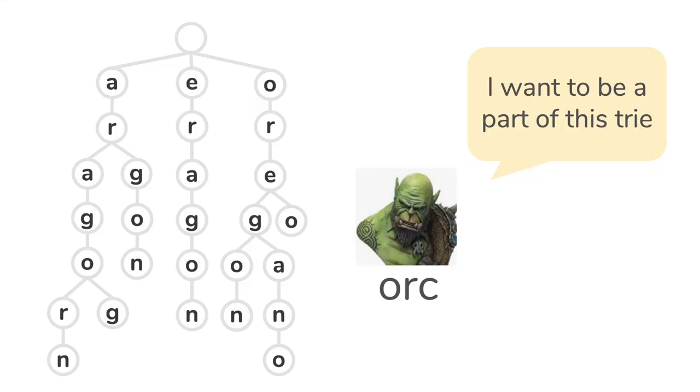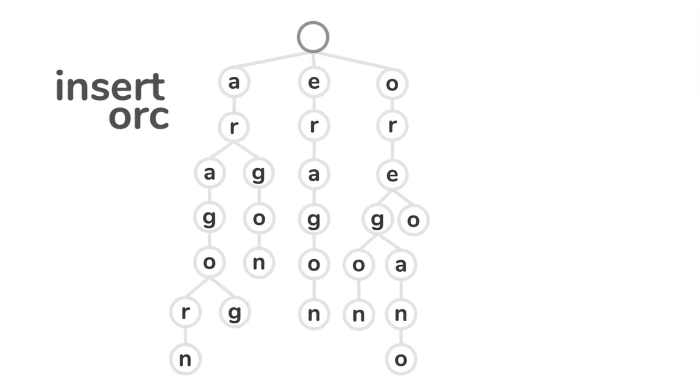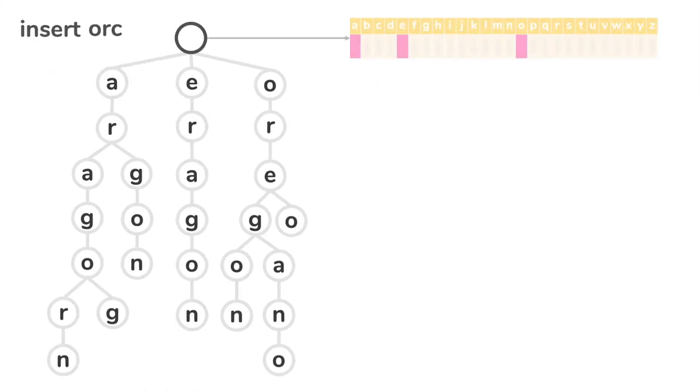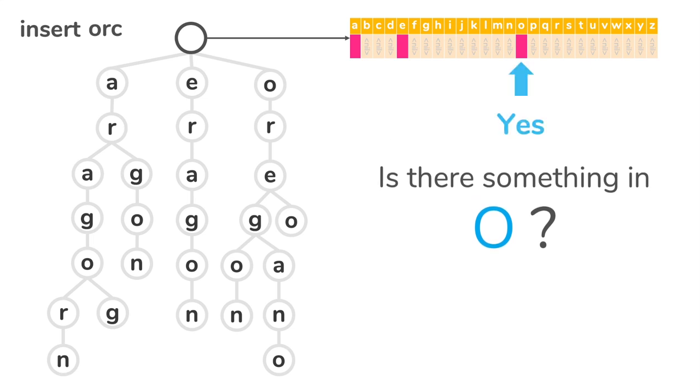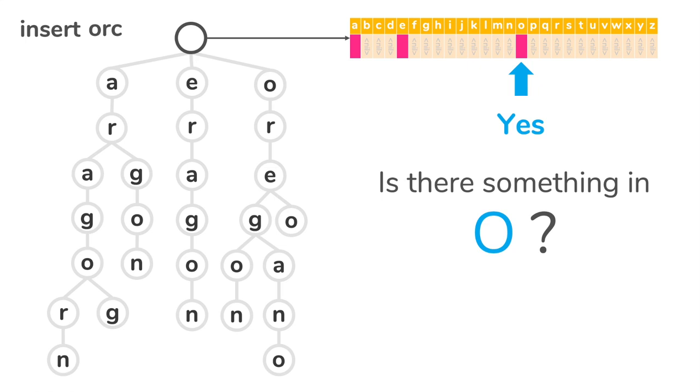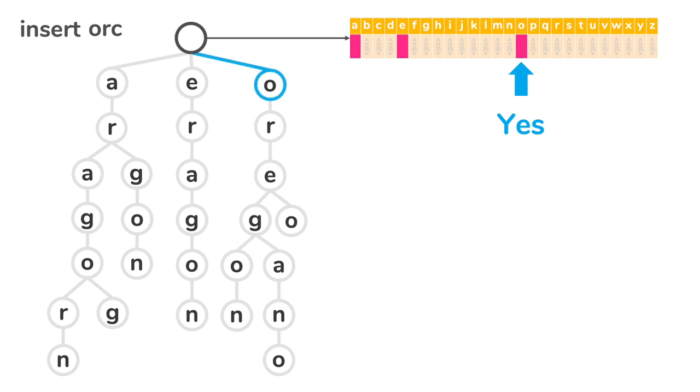Now that we know the basic structure of tries, let's see how we can insert and search words inside a trie. Let's say we want to add a new word, orc. First, we start at the root and look into the array that holds the address of the children. Then we'll see if there is something in the index that represents the first letter of orc, which is O. So yes, it has it. There is a pointer at that index that points to the child node for O. So let's go to that node.